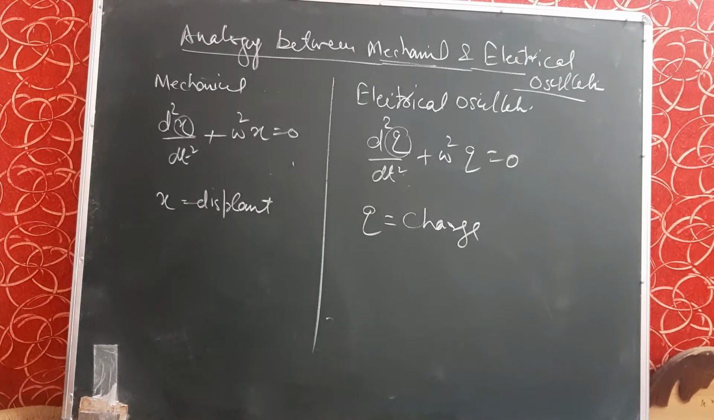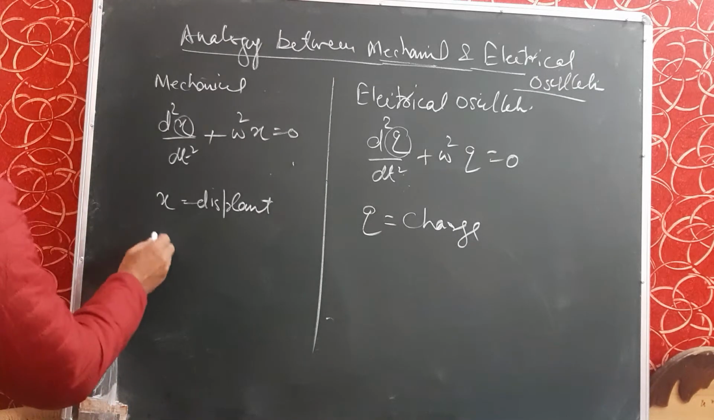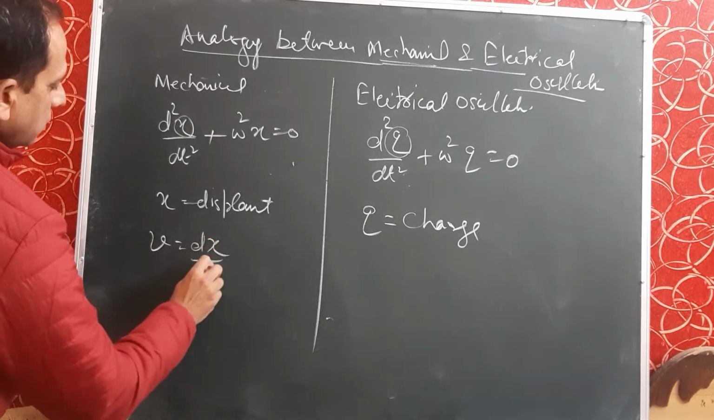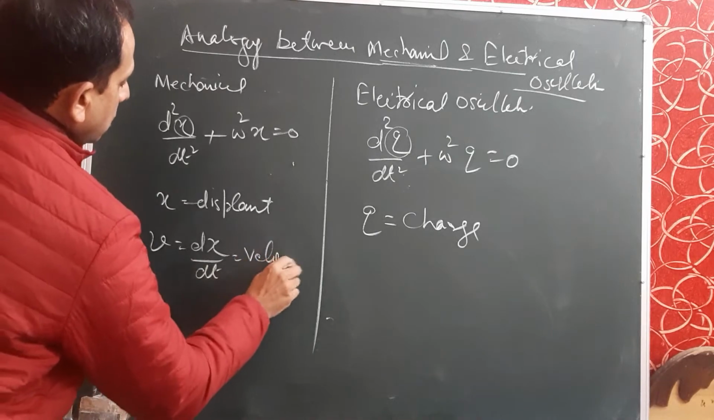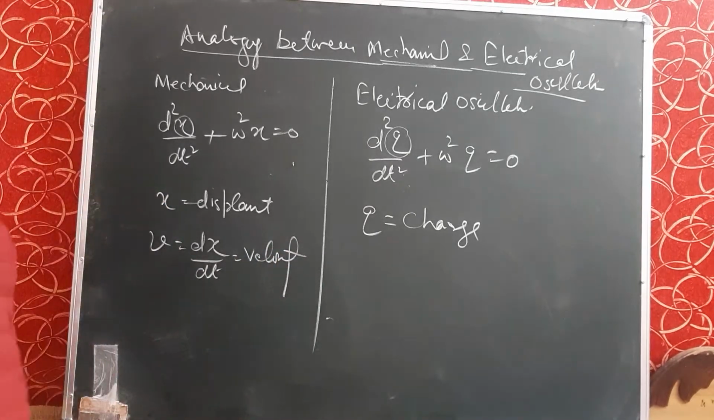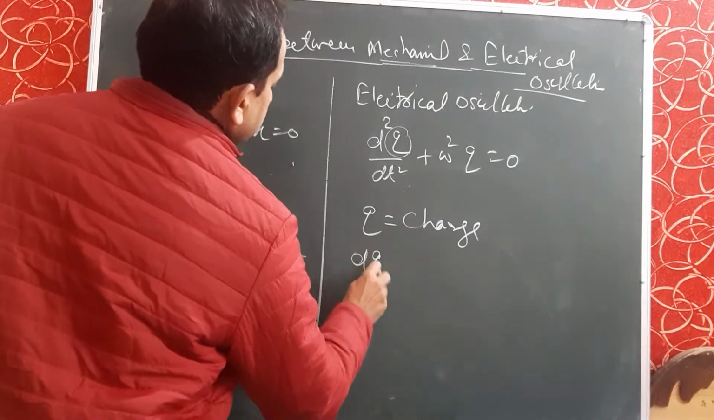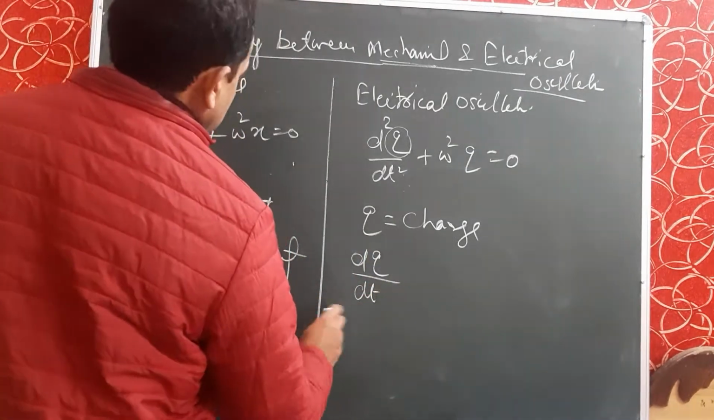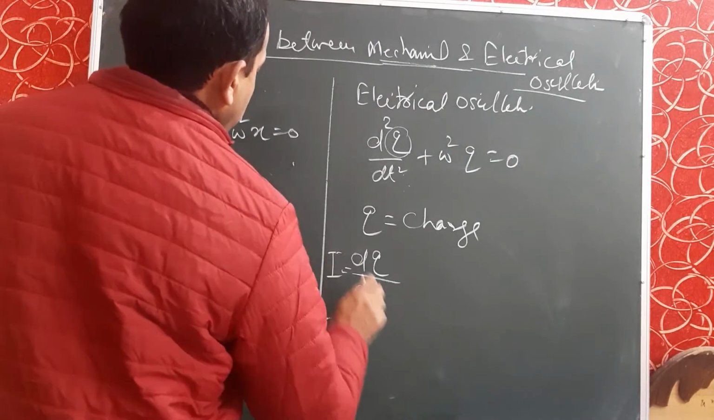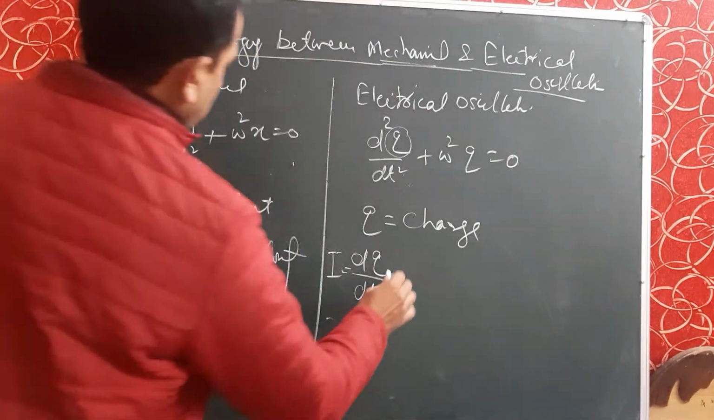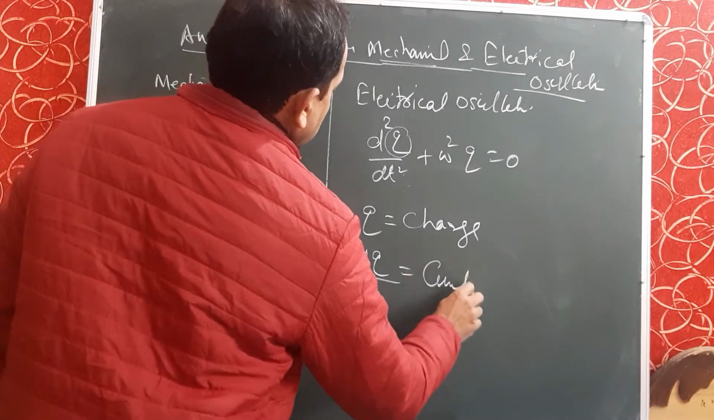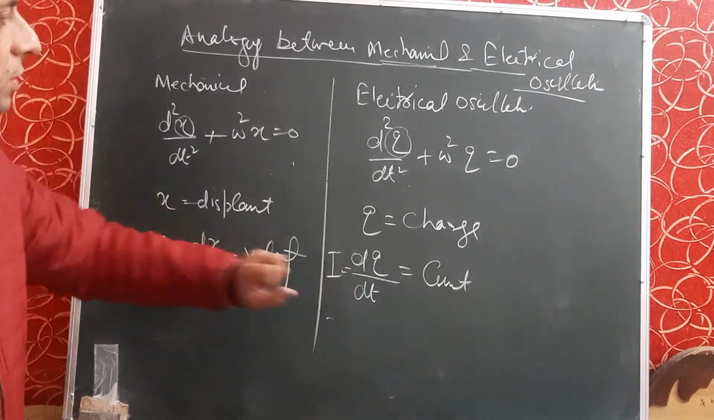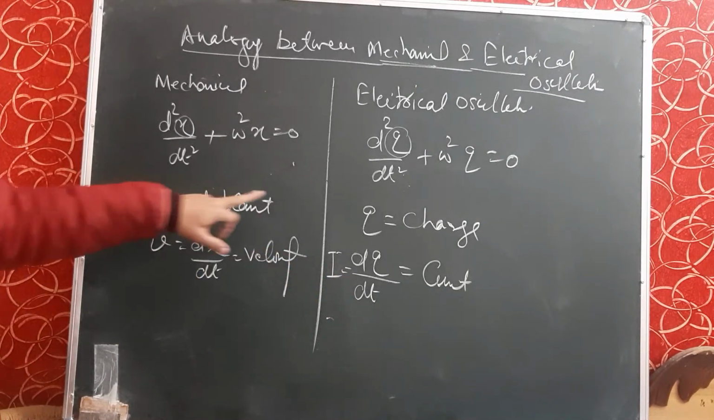If we find its derivative, then its derivative is velocity, dx by dt. This is velocity of mechanical oscillator, and if we take the derivative of this charge, dq by dt, then it is current I. So, we can say that this velocity is analogous to electric current, as displacement is analogous to charge.